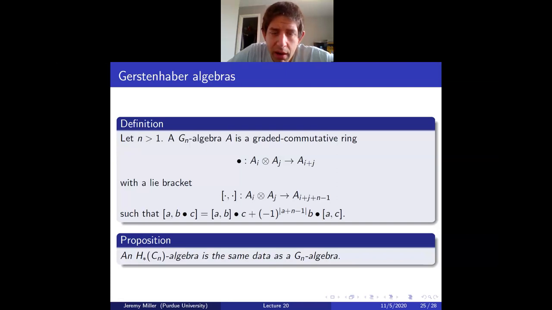So it's a graded commutative ring with a product and a Lie bracket. I guess Lie should be capitalized. Only Euclid is important enough that his name isn't capitalized. And then the Lie bracket has this degree shift. That's where the n comes in. It's a Lie bracket with this extra grading shift of n-1. And then there's a compatibility condition involving the product and the Lie bracket. In words, people describe this equation as saying the bracket is a derivation of the product.